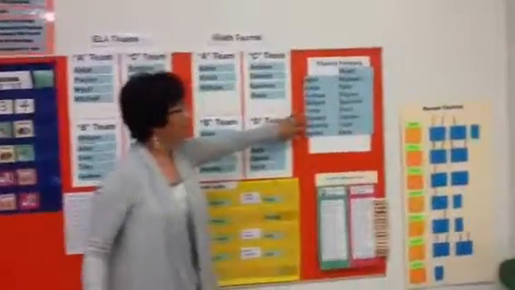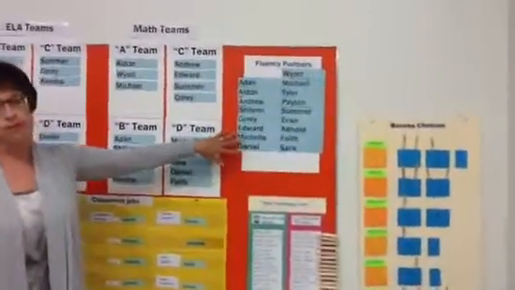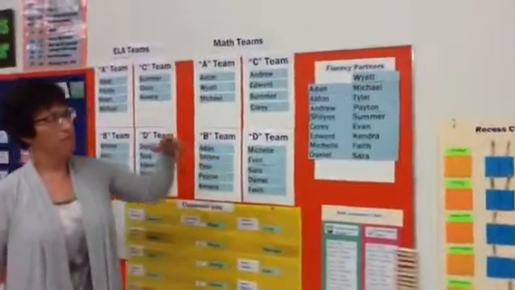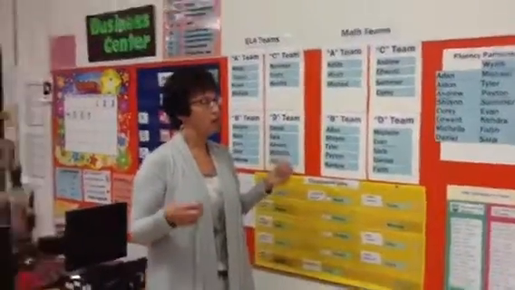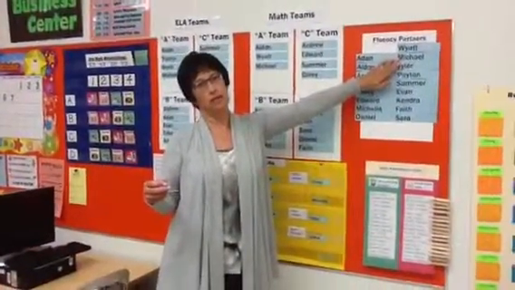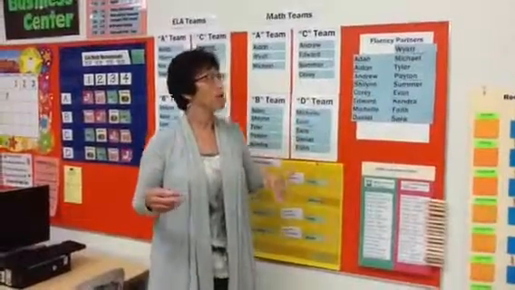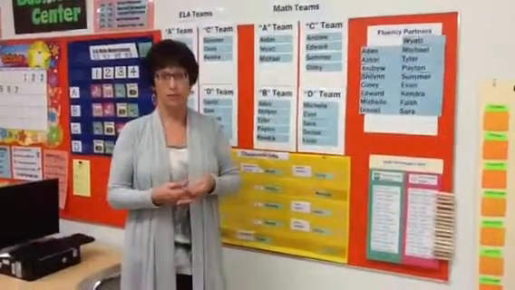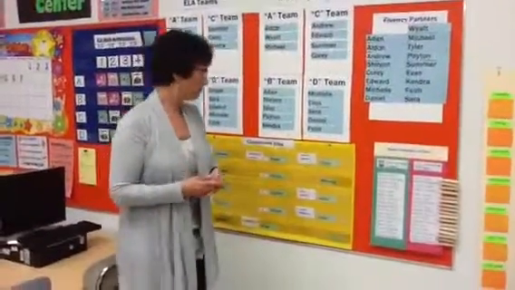The other student list that I have is their fluency partners. Fluency is dictated by their DIBELS scores, and I will look at that and decide who pairs up nicely in terms of speed so they can help build each other up for our daily fluency activities.